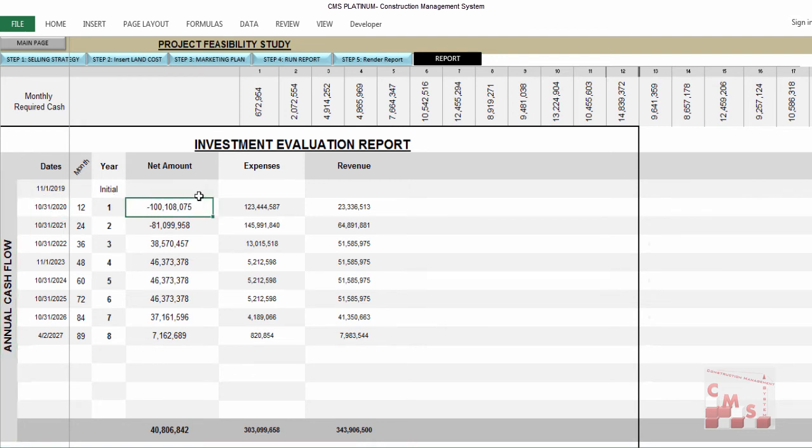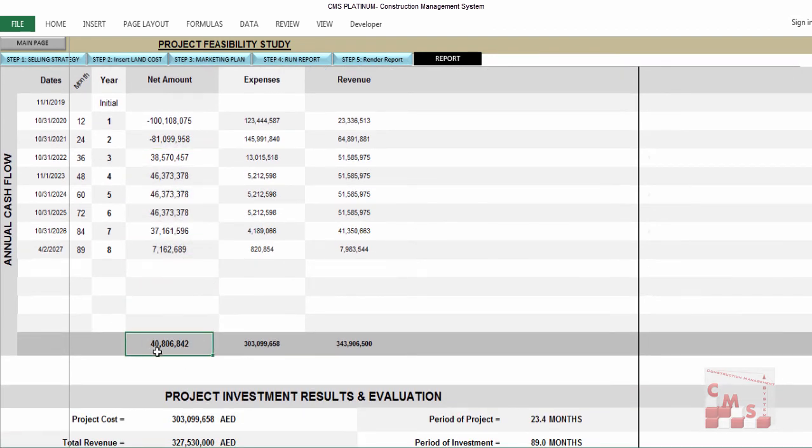First year you will have a net profit of minus 100. That means you have to pay this 100 million because you have an expense of 123, but your revenue will be 23 only. Second year is minus 81 because you'll have an expense of almost 146 and your revenue is 64 only. Third year it will be positive. Fourth year positive. So the next will be positive. The net profit will be 40 million, which is the difference between 343 and 303.